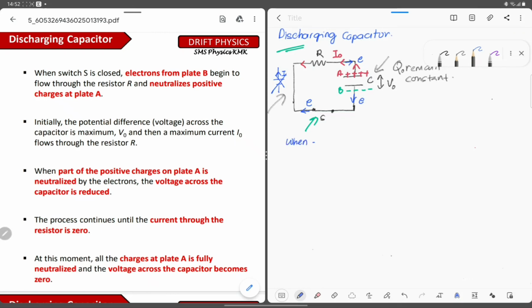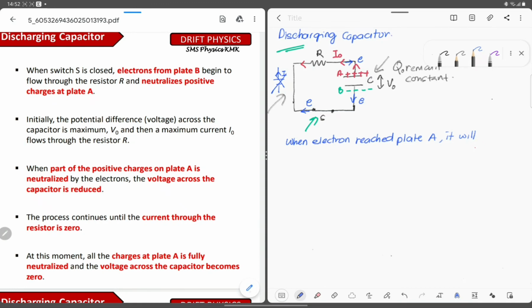So when electrons reach plate A, it will neutralize. You can see on the left side, I give you a full note. So it will neutralize all the positive charge at plate A.